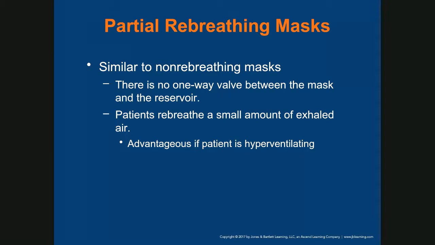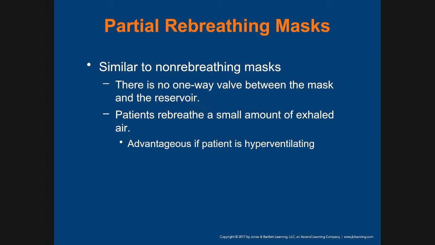All right, now partial rebreathing mask. The partial rebreather is similar to the non-rebreather. The difference is the patient is able to take in some amount of air from the atmosphere, as well as oxygen from the tank, right? So they are breathing air from the atmosphere and oxygen from the tank based on the flutter valve. It is a high flow device, just like the non-rebreather. So which patient would I consider using a partial rebreather for, right?